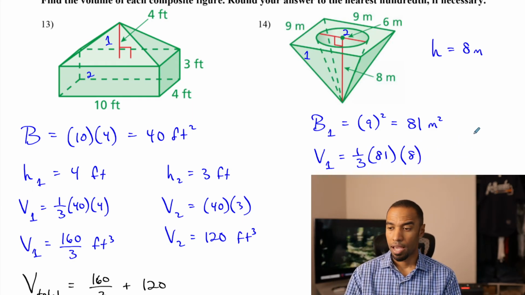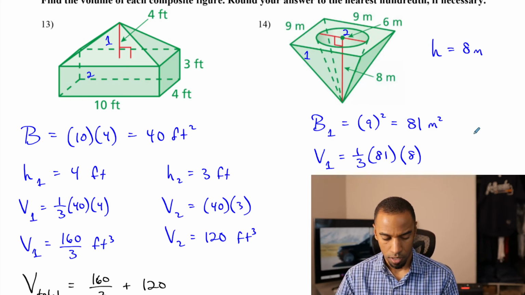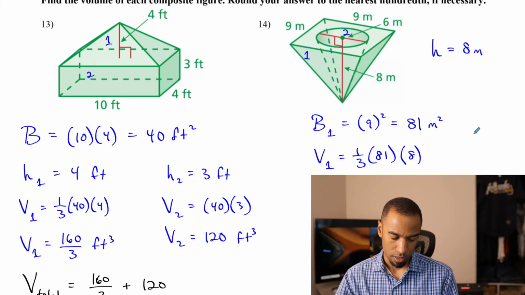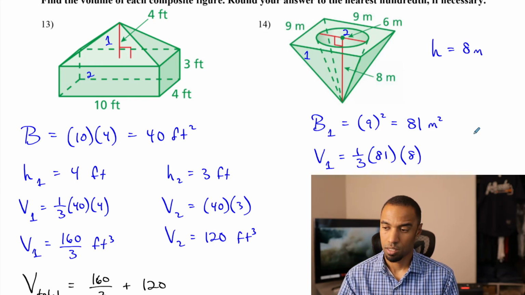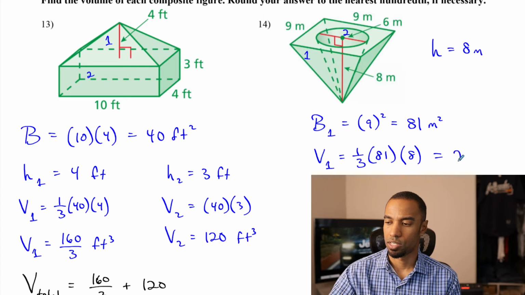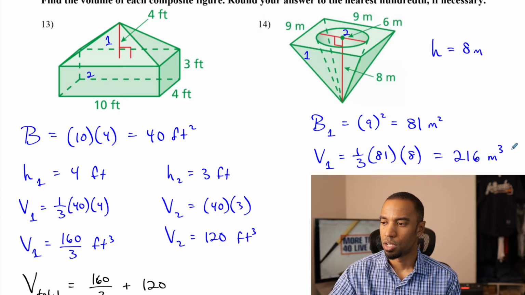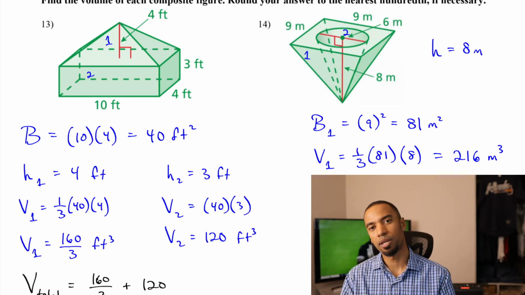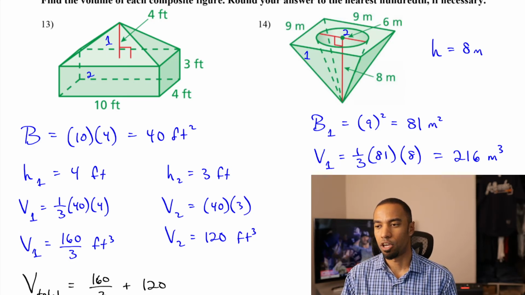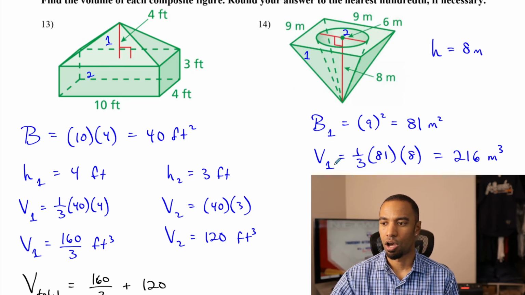That's 27. I don't know 27 times 8 though. Let me get it for you. 270 minus 54 is 216. 216 cubic meters. So that's the volume of the pyramid. Now let's take the volume of the cone and then we'll subtract all that out.